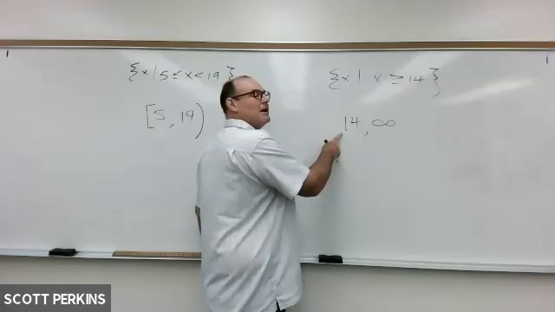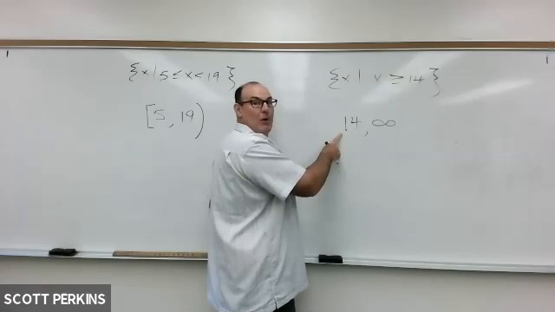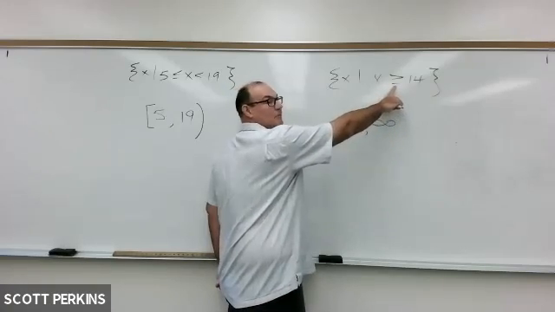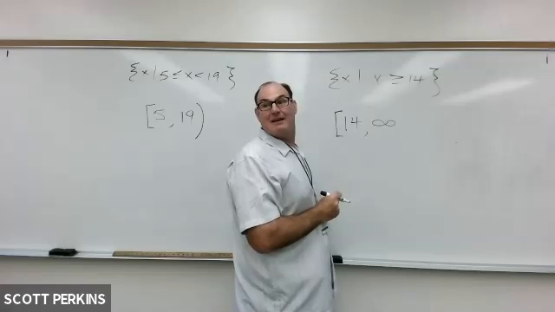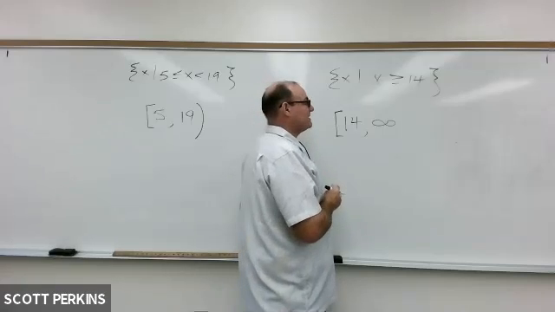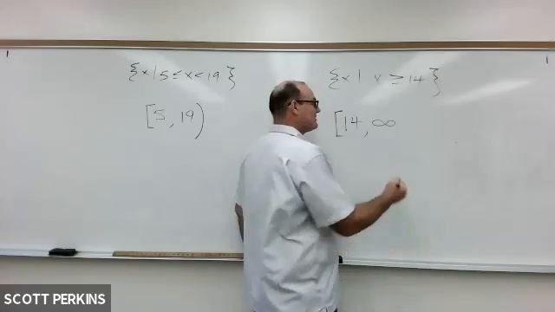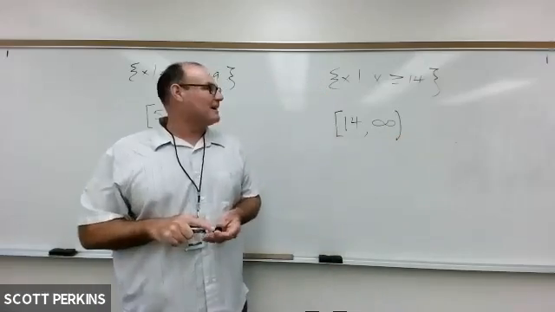So 14, what am I going to put here? A bracket. Bracket, I think. Why am I going to put a bracket there? Equality. What am I going to put at the infinity end? Why am I putting a parenthesis there? Exactly. That's what the perkster told you on Monday. Always put a parenthesis at infinity because you can never get there.